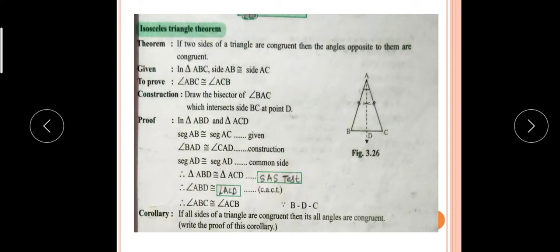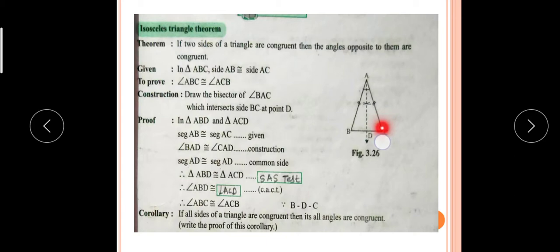Now, we proved these two triangles are congruent. It means that their corresponding angles and remaining sides are also congruent, and therefore angle ABC is congruent with angle ACB. Understood? Now this is a corollary, you have to write the proof. If all the sides of a triangle are congruent, then all angles are congruent. Now proof.